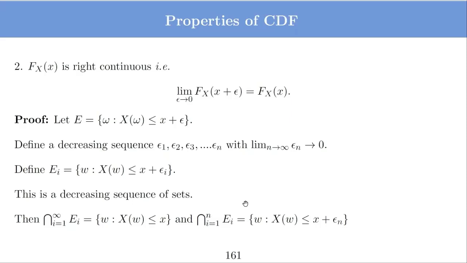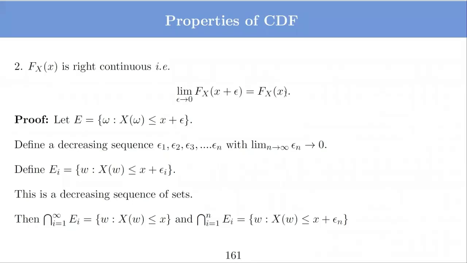It means if you lower the value to a number a, then the limit of the CDF should be equal to the value at a. In simple mathematical words, we can say that the limit of CDF at x plus epsilon, where epsilon goes to 0, is equal to Fx, right? So we are looking at the value at numbers a little bit more than x, and we calculate the CDF. And we see that as we make that number close to x, this CDF converges to the value at x.